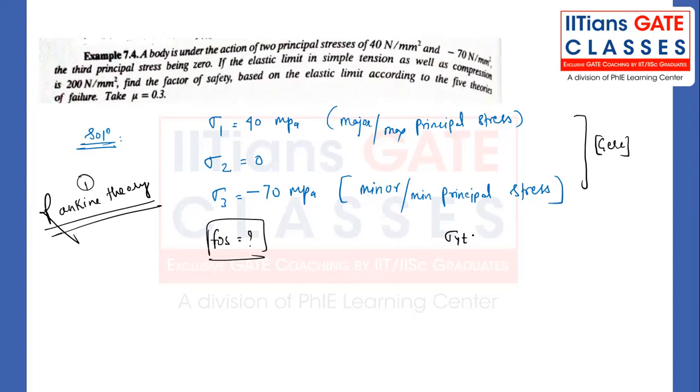What is the yield strength? Yield strength in tension and compression. They are saying that both are the same, that is 200 megapascal. In tension and compression, they have clearly mentioned that it is the same, right?